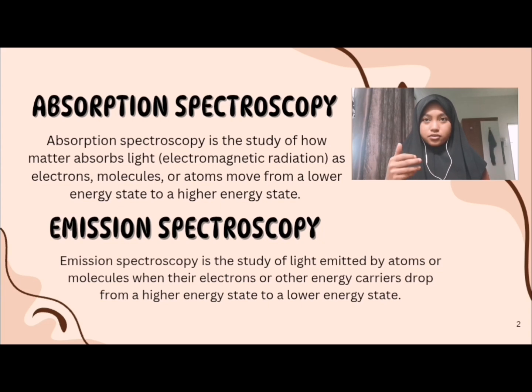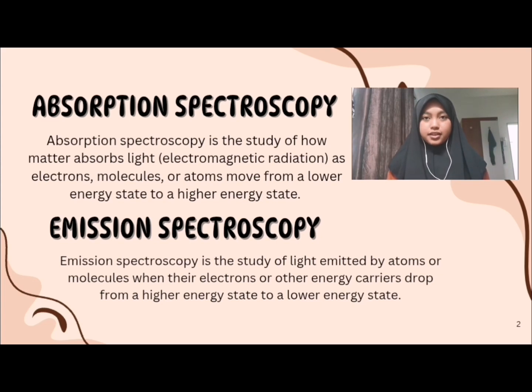What is absorption spectroscopy? The definition is that absorption spectroscopy is the study of how matter absorbs light, which is electromagnetic radiation, which could be infrared radiation or gamma rays, as electrons, molecules or atoms move from a lower energy state to a higher energy state.